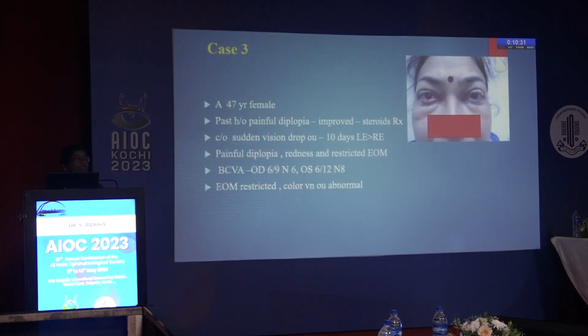So this is a 47-year-old female who came with a history of painful diplopia, which was in the past and improved with steroids. She also had a sudden drop in vision in both eyes, left eye more than the right eye, with painful diplopia, redness, and grossly restricted extraocular motility, and her vision was normal.